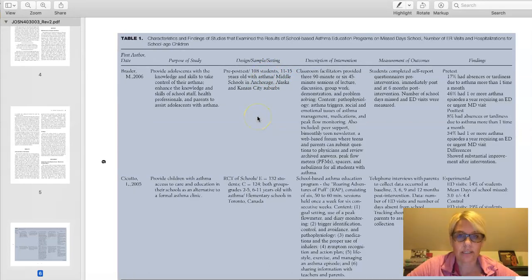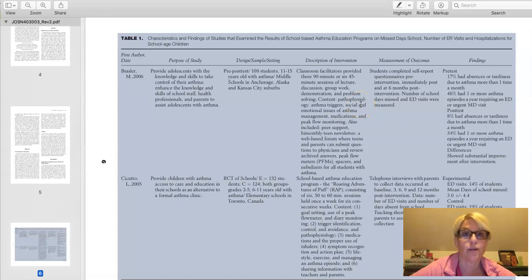So I personally, as faculty, when I do this, would rather see that instead of these with this slash in between, just start a new line. So pre-test, post-test, start a new line that says N equals 108 students. I think it's easier for people just to glance and read it versus reading all these paragraphs. Description of intervention. So here's when they said they had classroom facilitators provide 3 90-minute or 6 45-minute sessions of lecture, discussion, group work, demo, problem solving. Then here where it says content, I would start a new line there too, just so that it's easier to read. And so then they talk about the intervention.